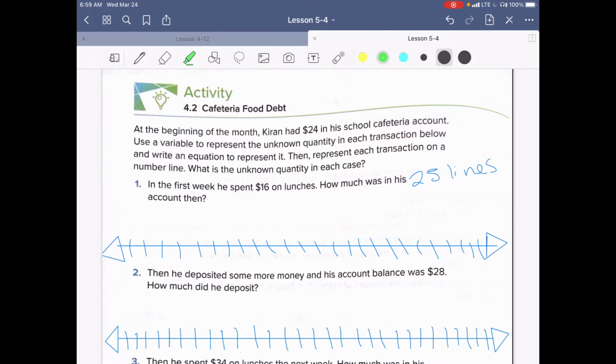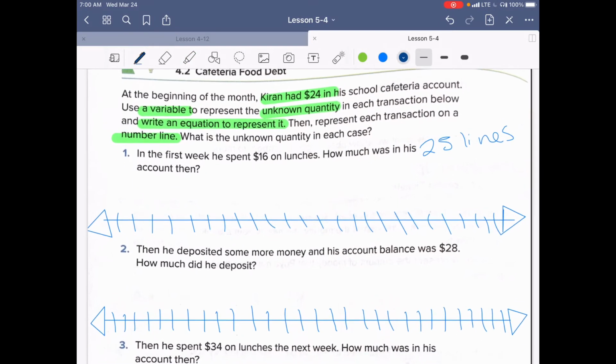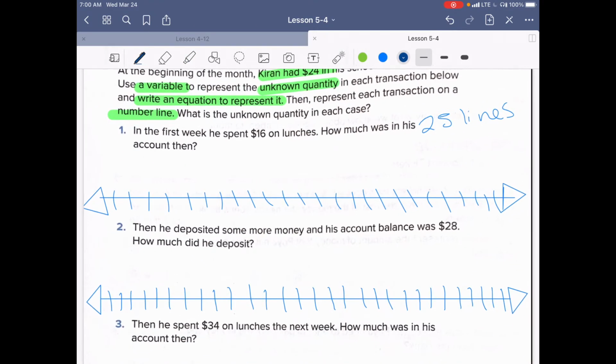Some important details that you could have highlighted is Kieran had $24 in his school account. We're going to be using a variable, which remember is a letter that represents an unknown quantity. And then we're going to write an equation to represent each situation and draw a number line. So let's go ahead and look at number 1. In the first week, he spent $16 on lunches. How much was in his account then?